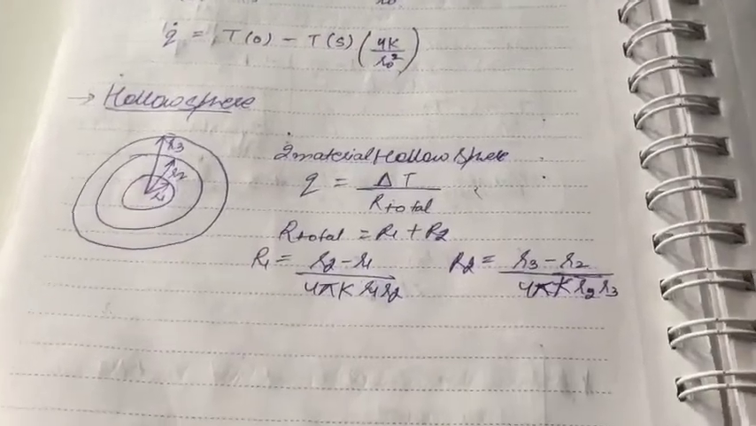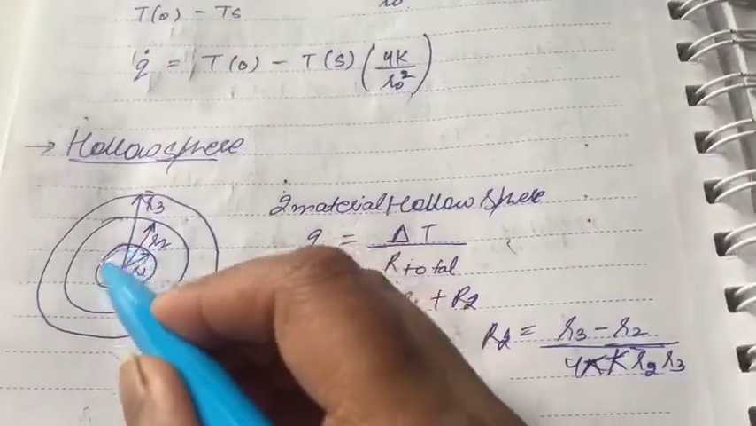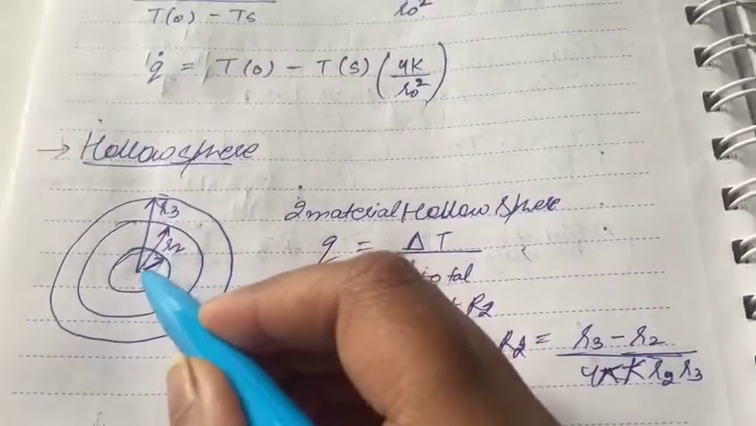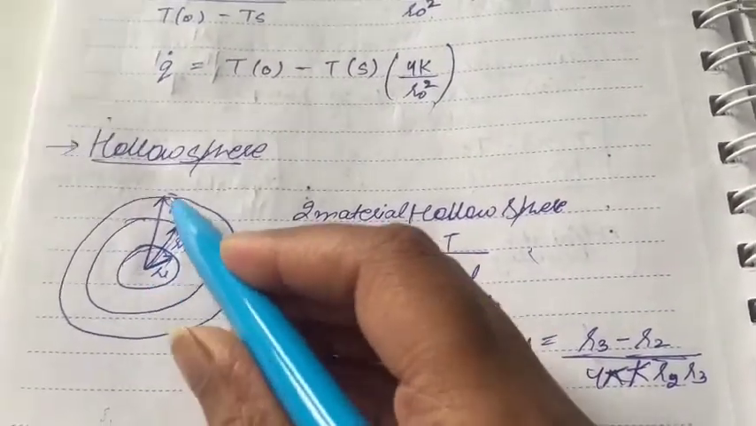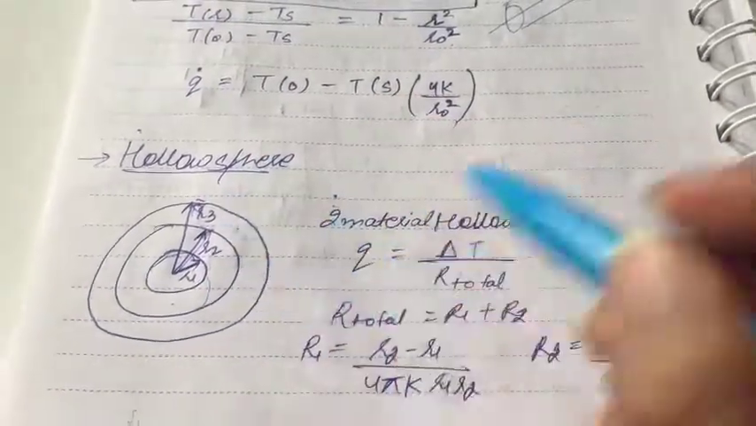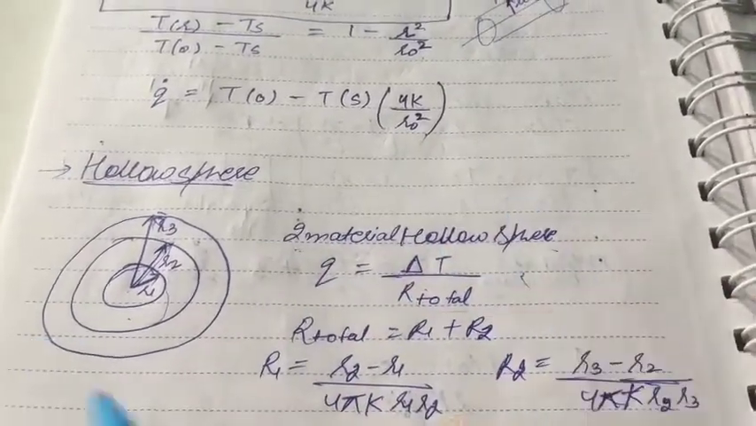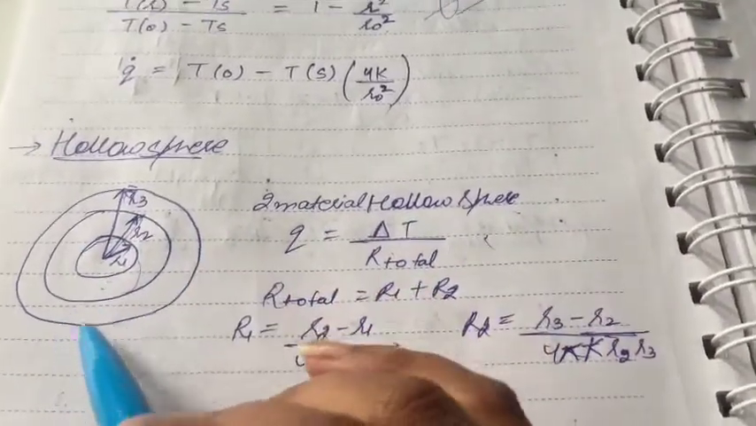Then we have a case of hollow sphere. This is a hollow sphere with the inner radius R1, then the next radius R2, and the final radius R3. Like there are 3 surfaces, so two material hollow sphere. This is an example special case.